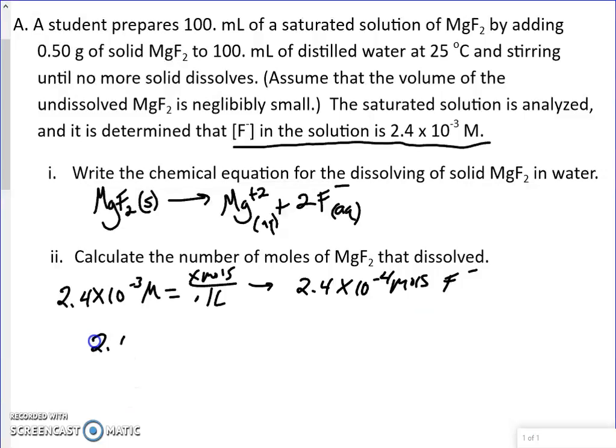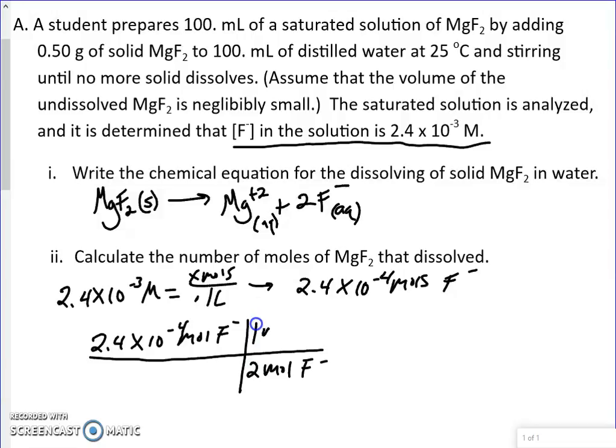So let's look at our train tracks. 2.4 times 10 to the negative fourth moles of fluorine ions. Look at our ratio: for every 2 moles of fluorine ions, we have 1 mole of magnesium fluoride, which is what we're trying to get to. So if we do this math, we're dividing this number by 2. We end up with 1.2 times 10 to the negative fourth mole. So same answer we just got last time. It works either way. It doesn't matter which way you choose, as long as you're getting the basic idea of where the math is coming from and why it is what it is.